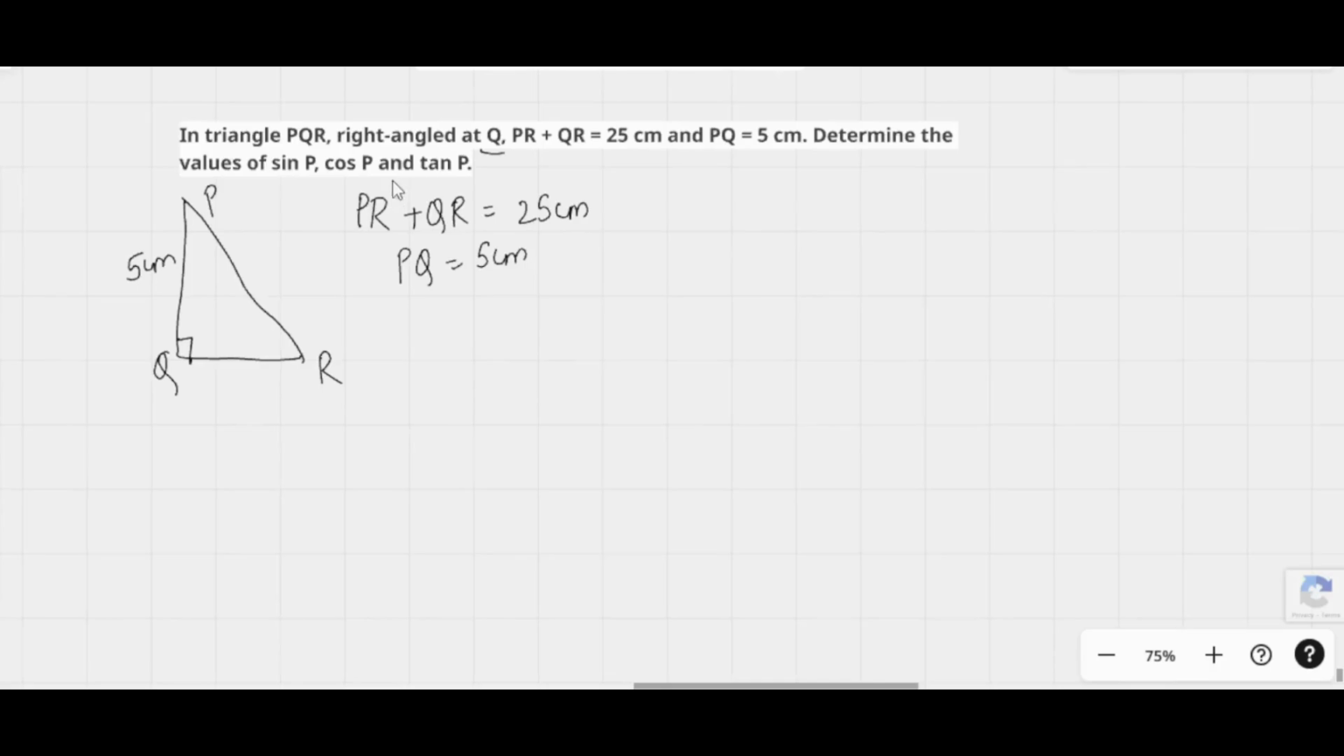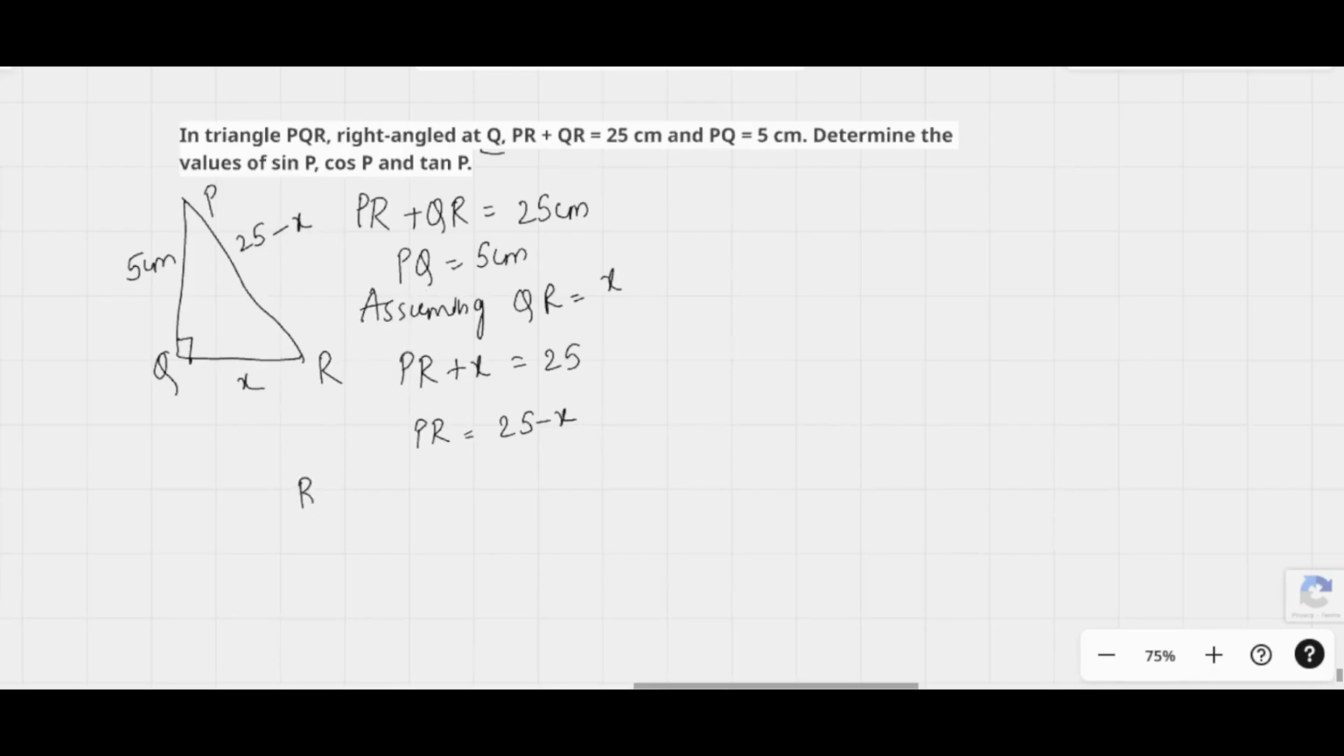Yes. PR plus QR equal to 25 centimeters. They told PQ is equal to 5 centimeters. So I am assuming I don't know what QR is, so I am assuming that QR is equal to X. So PR plus X is equal to 25 centimeters, and PR will be 25 minus X. So I'm getting PR as 25 minus X.